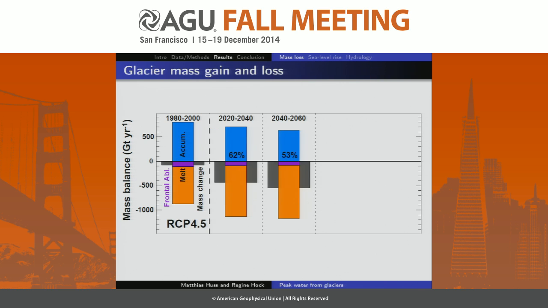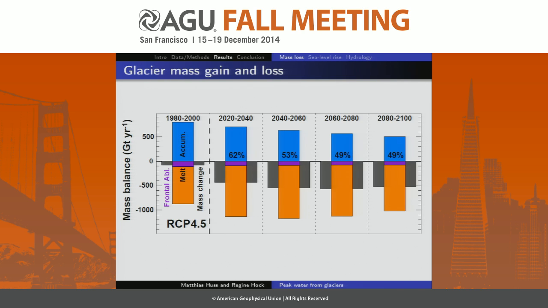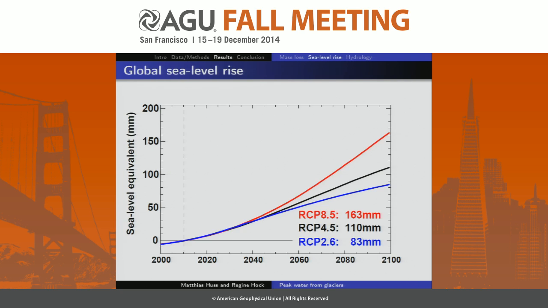So let us see how this evolves into the future under RCP 4.5, something like a median scenario. We face quite a fast imbalance of the glaciers, so we have less snow accumulation on top of the glacier, but rapidly increasing melting. So the imbalance is increasing. It remains stable as we go on into the future because glaciers are retreating, struggling to get a new equilibrium with climate, becoming smaller, but the imbalance is still very important.